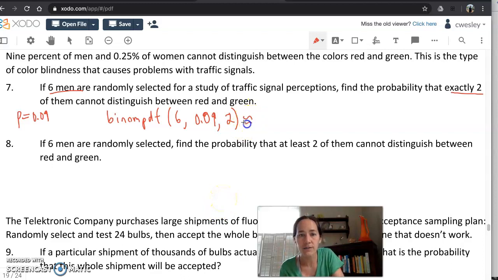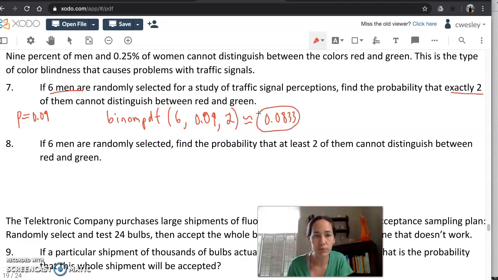Go ahead, pause, type that in, and we'll round this to the nearest maybe 3 significant digits. Your calculator should give you 0.0833, like that. So you have an 8.3% chance that 2 of those randomly selected men won't be able to distinguish between the colors red and green. 6 men are randomly selected, same exact setup, at least 2, right? This makes me think of 1 minus a CDF.